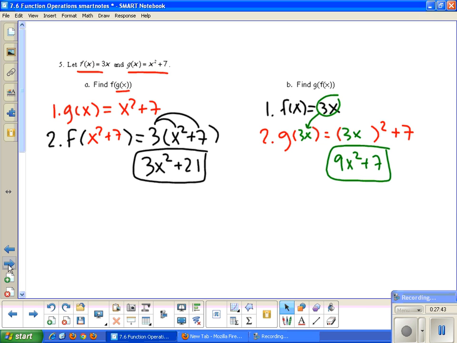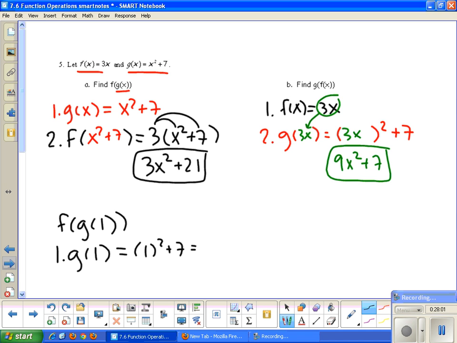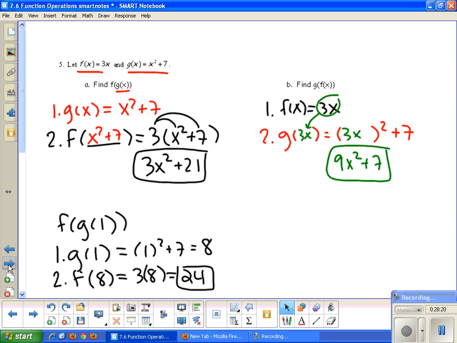And again, the only difference is instead of plugging numbers into my equation, I plugged in a whole equation. So if instead I wanted to do f of g of 1, I would first do g of 1, which would be equal to 1 squared plus 7, which equals 8. And then my second part would be doing f of g of 1. So g of 1 was 8, so f of 8 would then be equal to 3 times 8, which is 24. So instead of doing that, we plugged in an entire function into my equation.